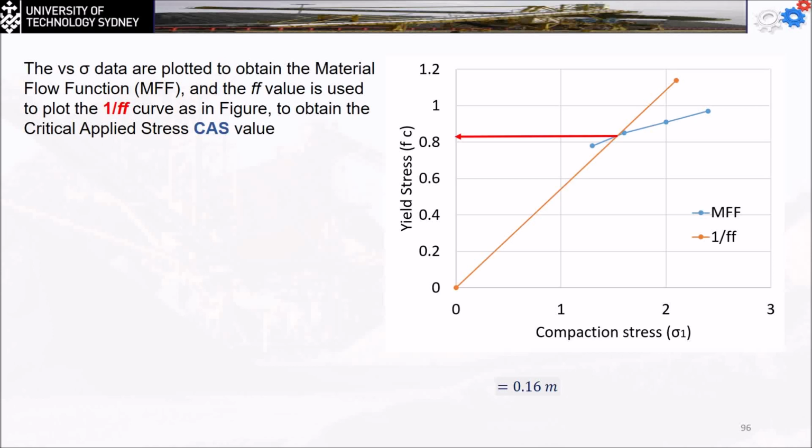What is MFF? Which one? The 4 points. The material flow function. Okay, so the sigma with sigma c data are going to be plotted to obtain the material flow function, the MFF, and the FF value is used to plot the 1 over FF line, the orange one, as shown in the figure, and to obtain the critical applied stress CAS value from the intersection of these two lines.